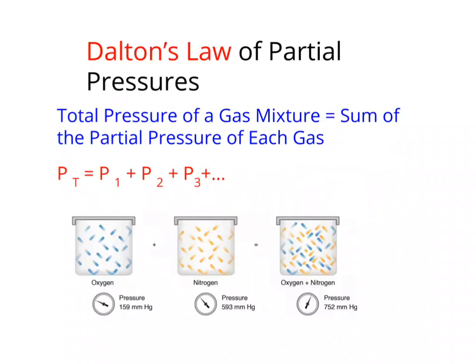So one of the first laws we're going to look at here as an introduction to gas laws is called Dalton's law. It's Dalton's law of partial pressures. What that says is that the total pressure of a gas mixture is equal to the sum of the partial pressures of each gas. In other words, the total pressure is equal to the sum of the individual pressures of each gas. For example, if I've got oxygen in a container here, and I've got nitrogen in a container here, I can determine what the total pressure of those two gases combined would be. So PT is total pressure.